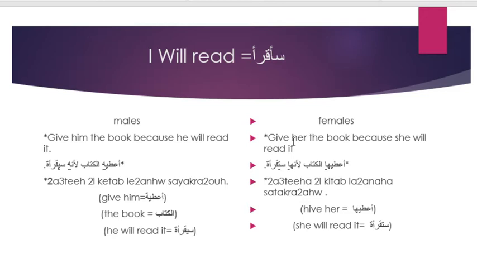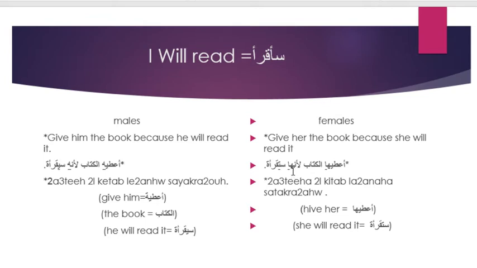In the next example, we are talking about females. Give her the book because she will read it: أعطيها الكتاب لأنها ستقرأه. The difference here between males and females is that at the end of the verb with males we end it with ها, but with females we end it with ها plus ألف. Also, تاء is for females, yeah for males. أعطيها, give her. Her is ها ألف. أعطيها the book: الكتاب.